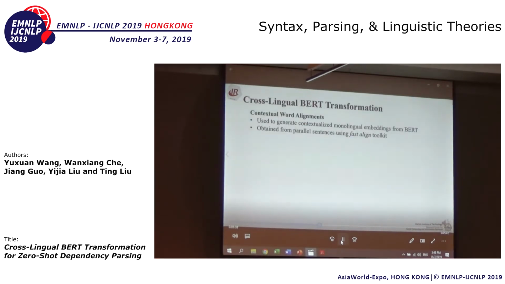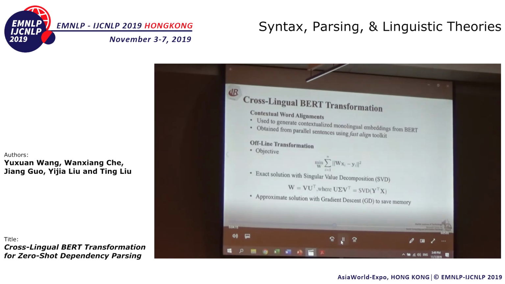Then, I will introduce the training procedure of our method. Different from conventional static cross-lingual embedding learning, which requires supervision at word type level, such as cross-lingual dictionaries, to learn contextualized cross-lingual embeddings, we need word token level or context level supervision. Therefore, we use parallel corpus for training and obtain contextual word alignments, namely aligned word pairs with their contexts, using the unsupervised fast align toolkit.